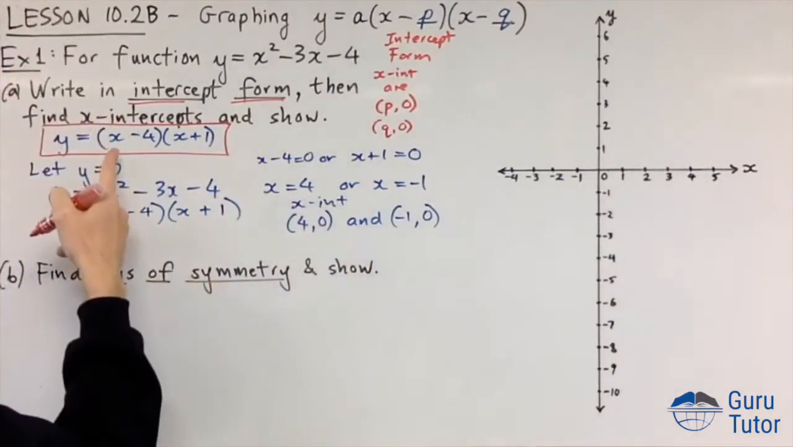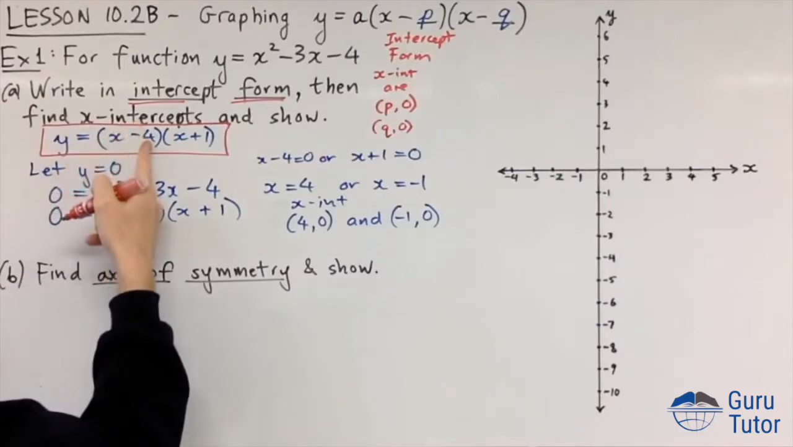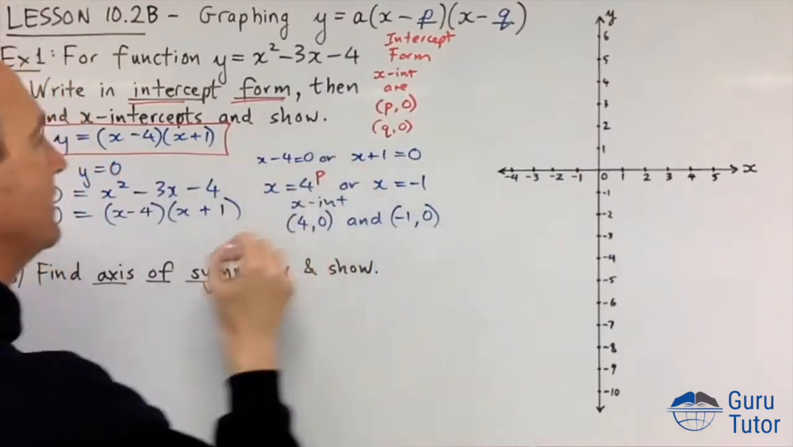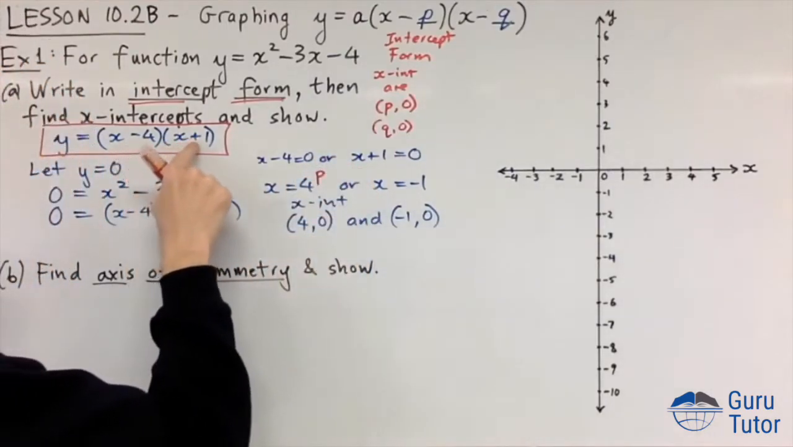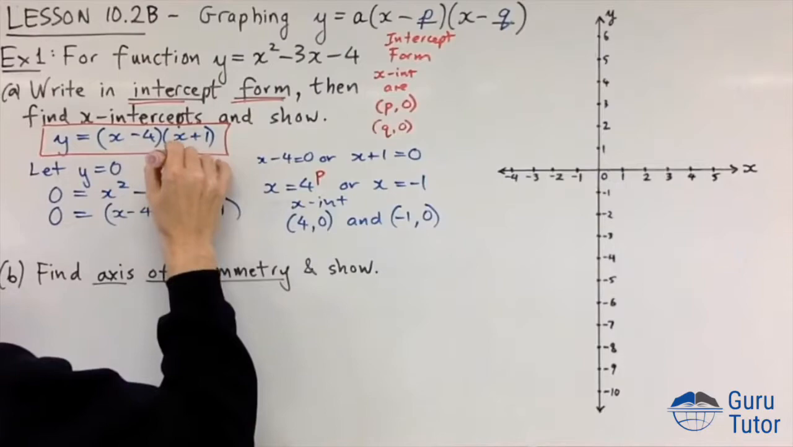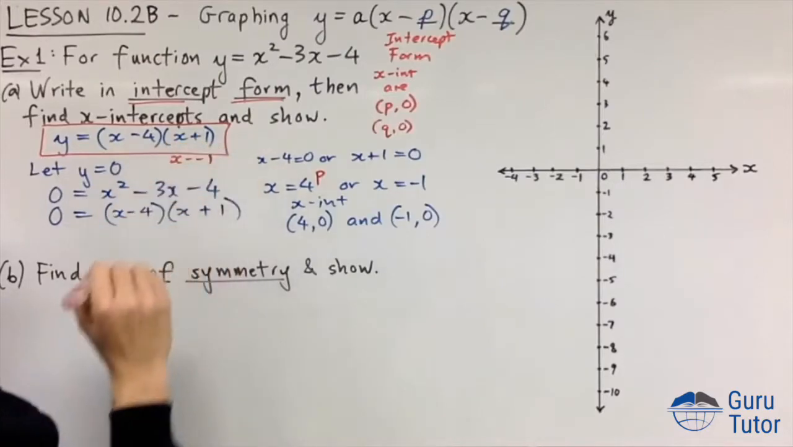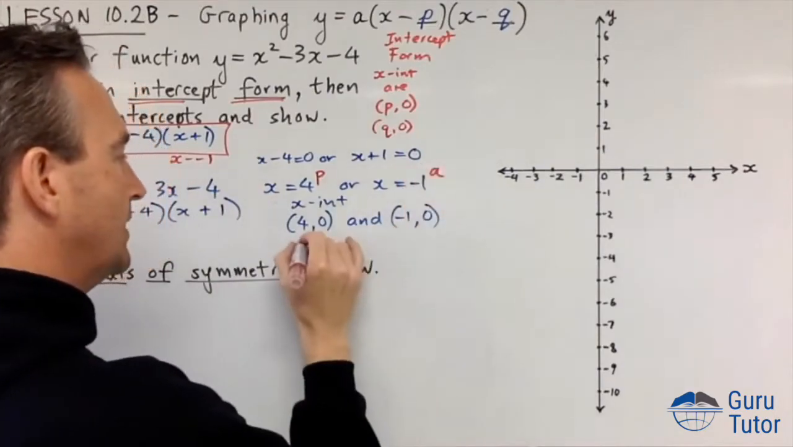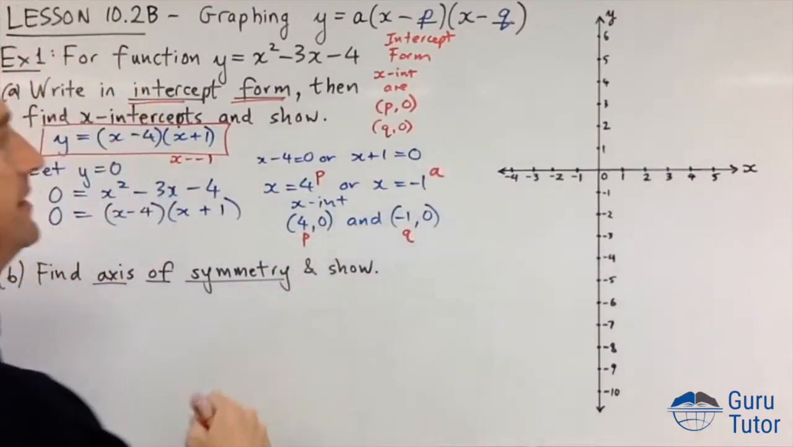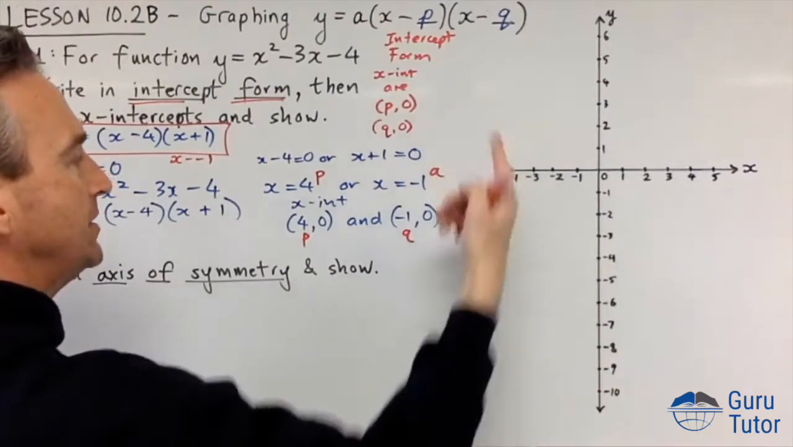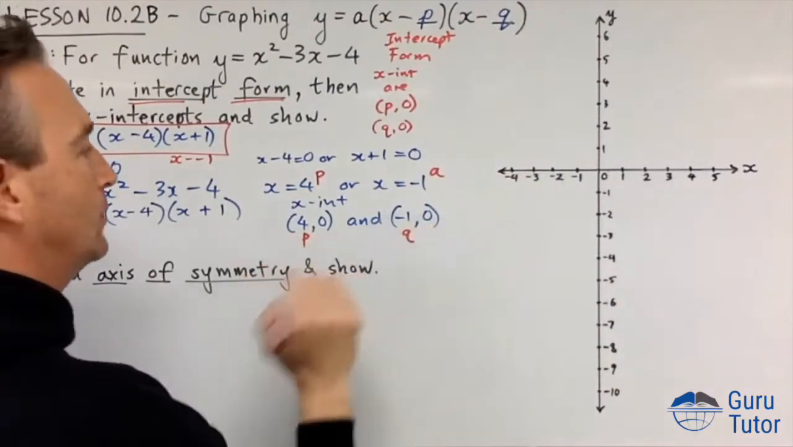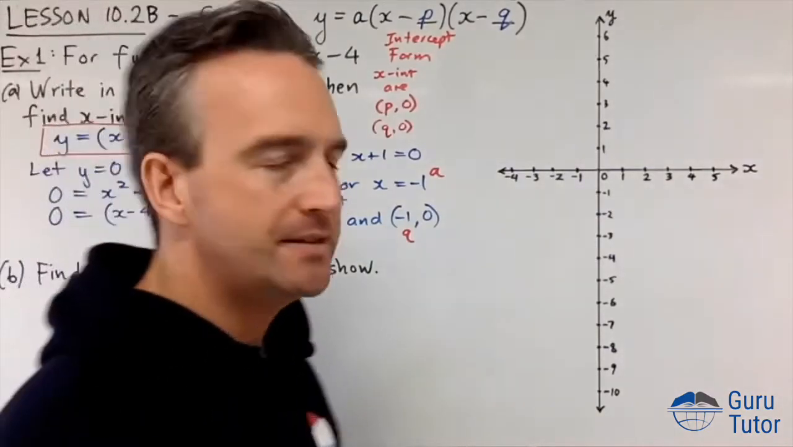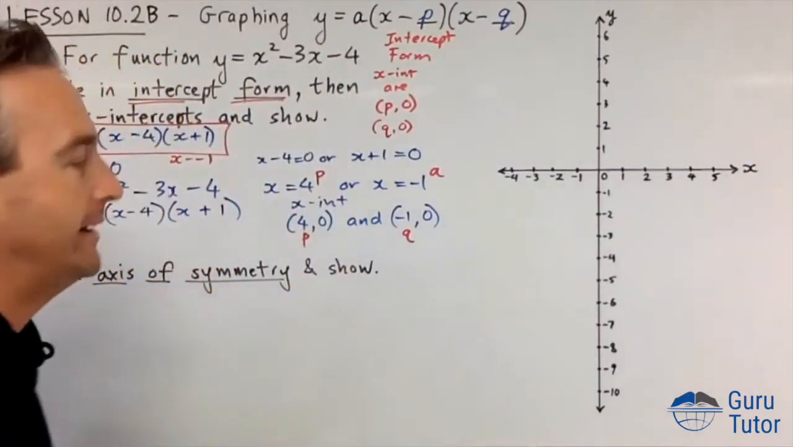But there you can clearly see that x minus p, so what's p? p is 4, okay? So this is actually your p value here. And this is tricky: if I'm going to write x plus 1 as x minus something, that would be x minus -1, wouldn't it? So q is actually -1. So that's p, and that's q, like I said there. The x-intercepts are p, 0 and q, 0, okay? 4, 0 and -1, 0. So that is intercept form, and our x-intercepts are p and q, 4 and -1.